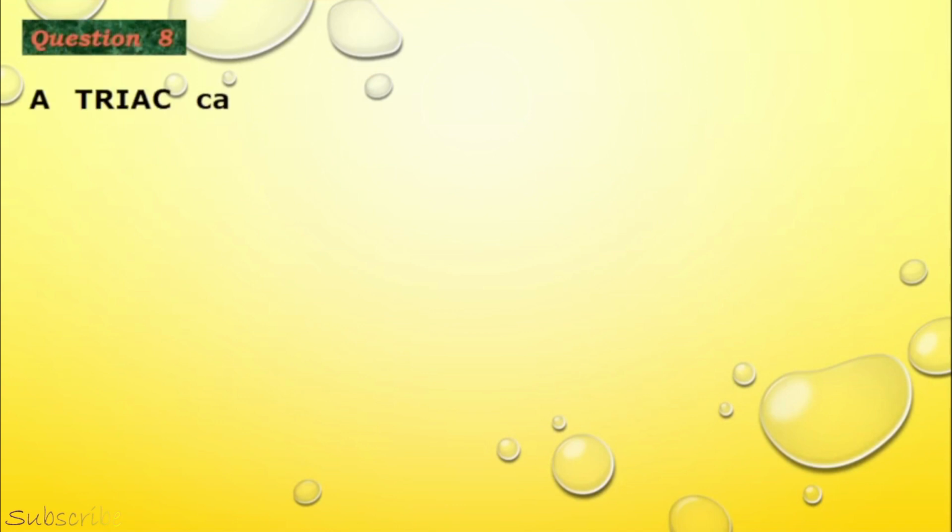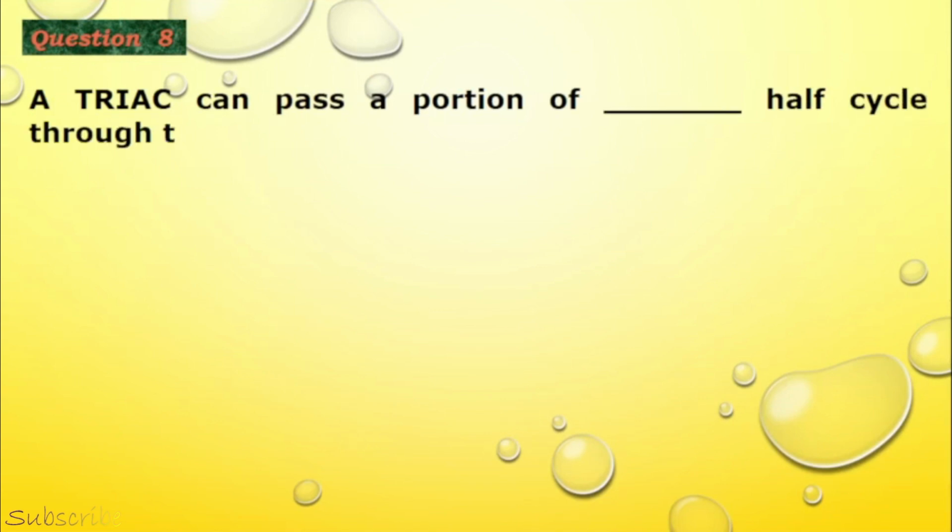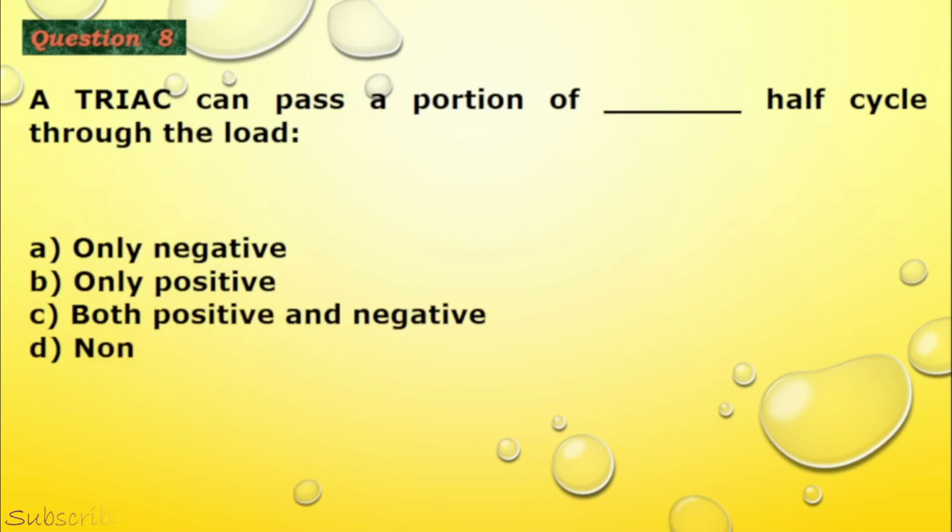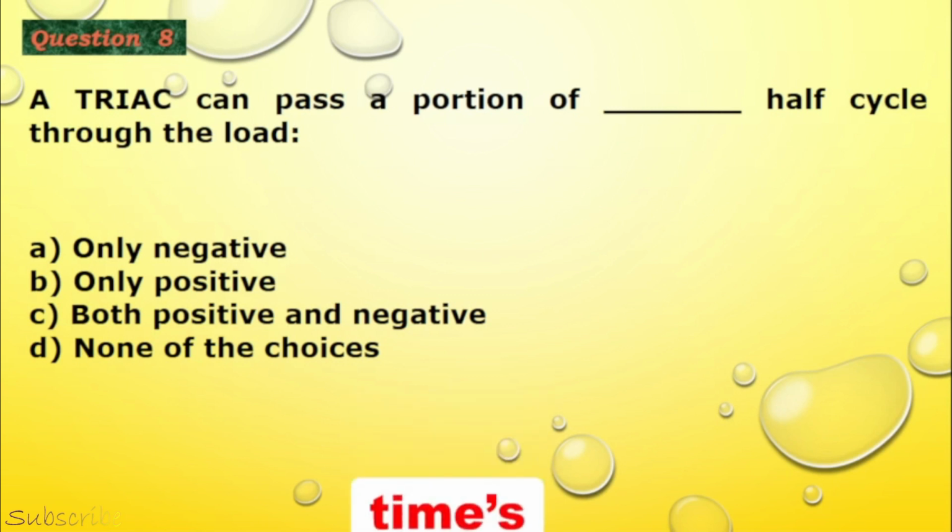Question number 8. A triac can pass a portion of blank half cycle through the load. A. Only negative. B. Only positive. C. Both positive and negative. D. None of the choices. The correct answer is letter C, both positive and negative.